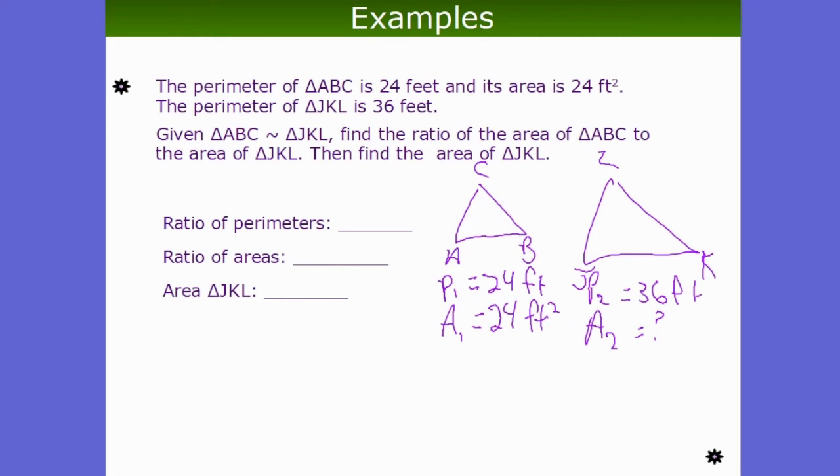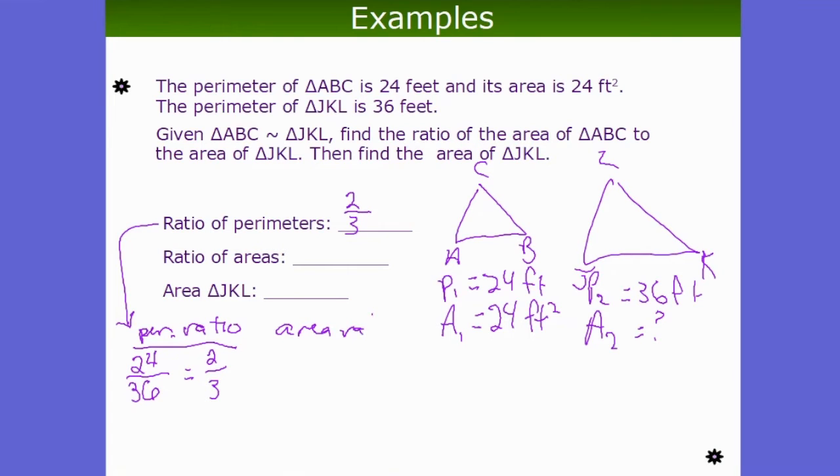First thing you do is you find the scale factor ratio, which is, if you know a side length, a set of corresponding side lengths, use that. In this case, I know perimeters. So to find that ratio of perimeters, perimeter ratio, I'm going to go left to right here, small to big, which is 24 to 36, which I can reduce, getting a ratio of 2 to 3. And so the ratio of areas will just be the square of that. So I'm going to square that fraction 2 to 3 to get 4 over 9.